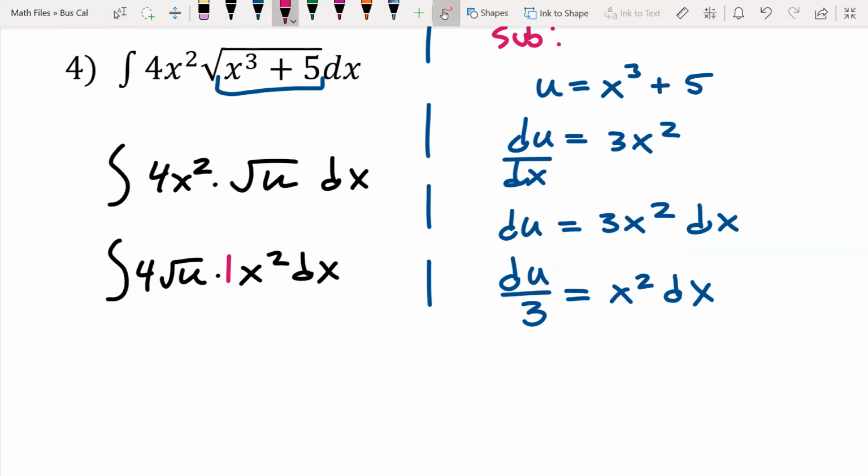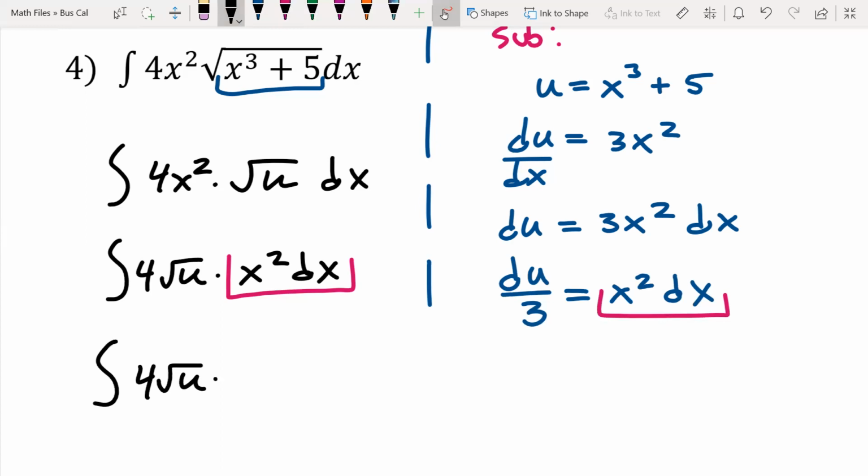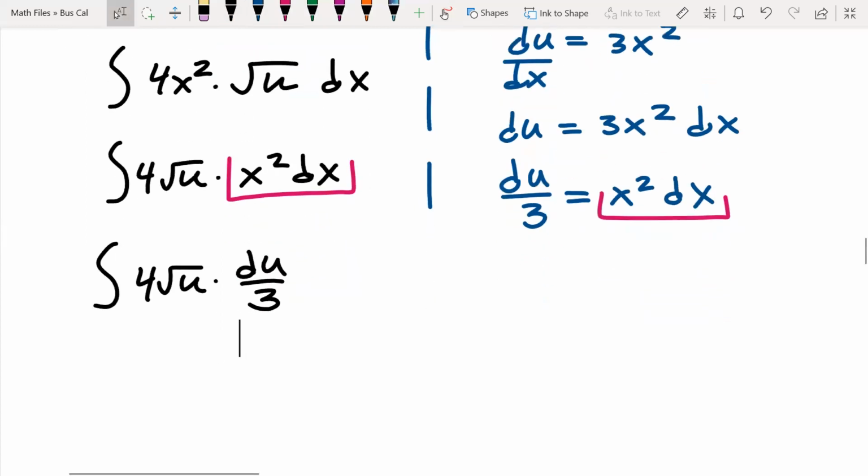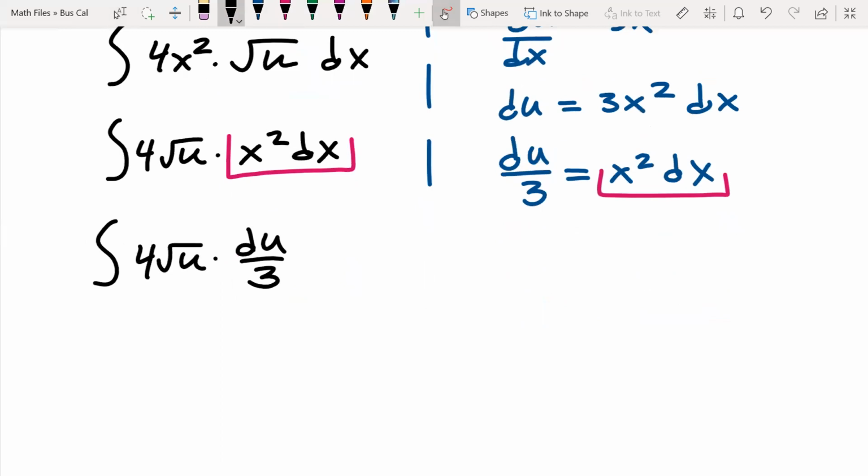Now, this part of my integral matches this part on my substitution. So we will end up with the integral of 4 square root u times du over 3. There we go. Now to clean this integral up, I'm going to take out the 4/3. So I'll have 4/3 times the integral of the square root of u du.